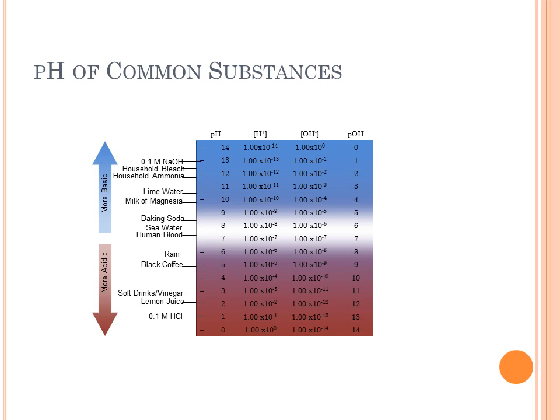Human blood, it's usually about 7.4. Rain, now we're not talking acid rain, but just with normal atmospheric gases in it, a little less than 6. Black coffee coming in about 5. Soft drinks and vinegar about 3. Lemon juice slightly above 2. 0.1 molar HCl is pH of 1.